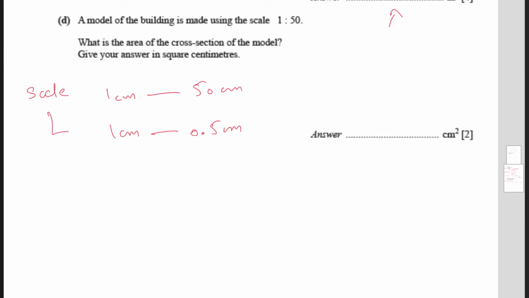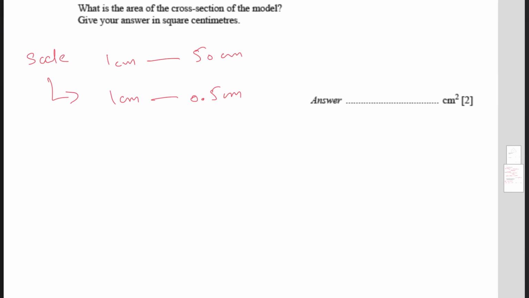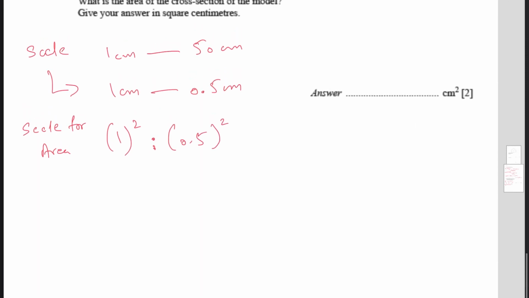But be mindful that this scale that we have is a scale for the lengths. If we need a scale for the areas, we need to square both these values. So the scale for area would mean that we square 1 and we square 0.5 as well. So when we do that, we get 1, of course 1 square is 1, is to 0.25. That's the meter square of this thing, and this is centimeters squared.